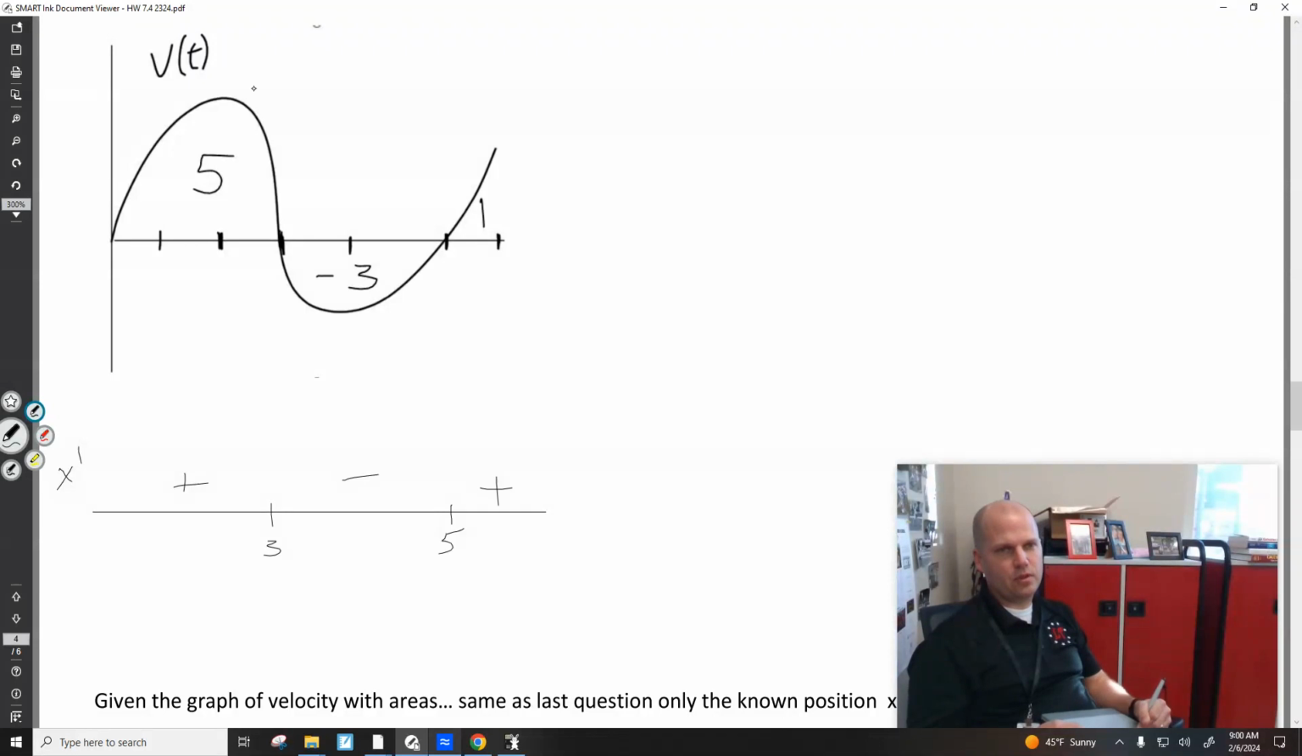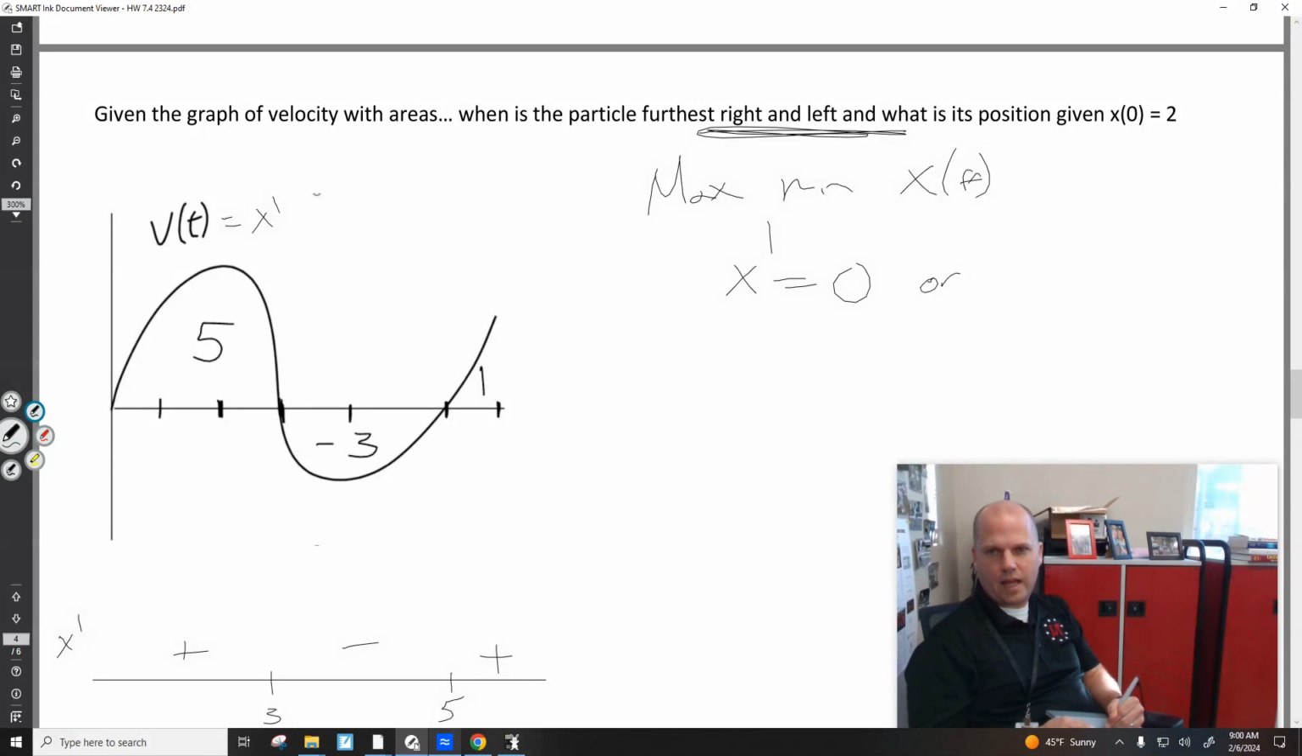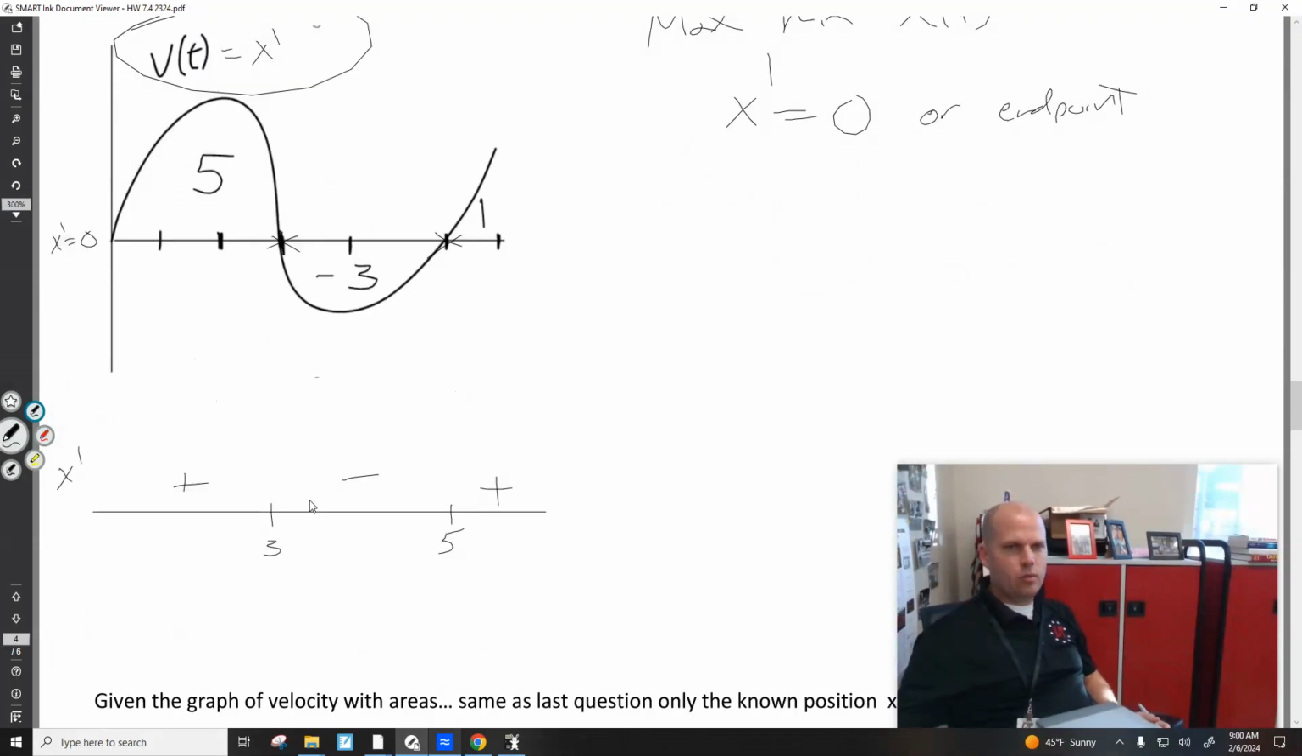I got positives. Remember, this is the graph of the derivative. What is the question asking? Furthest right, furthest left. I need to find a max and a min of position. How do I find a max or a min of something? I'm going to look at when the derivative equals 0 or an endpoint. When does the derivative equal 0? Here's when the derivative equals 0. Not here, not here. So 3 and 5. I have my position must increase, then decrease, then increase.